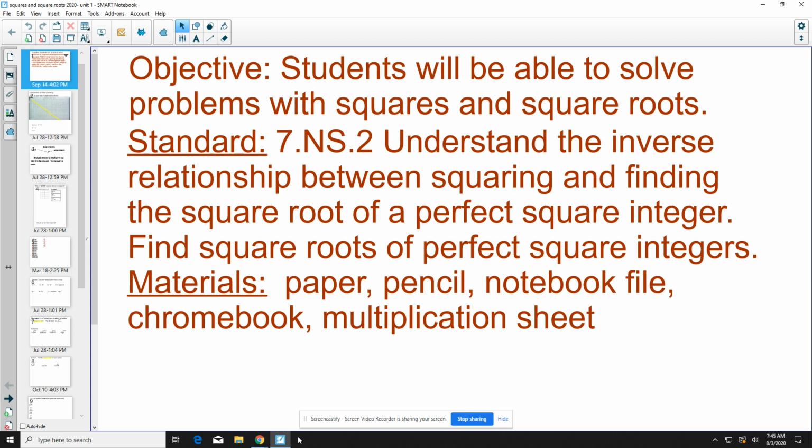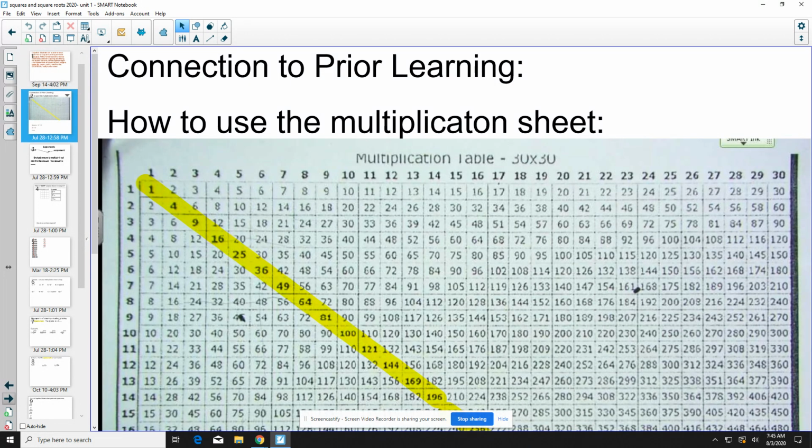Hi, this is Mrs. Show, and today our objective is to be able to solve problems with squares and square roots. Today we're going to use our multiplication table to help us find the answers to squares and square roots.